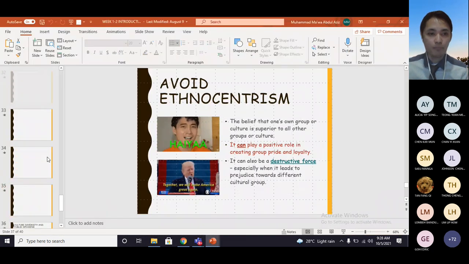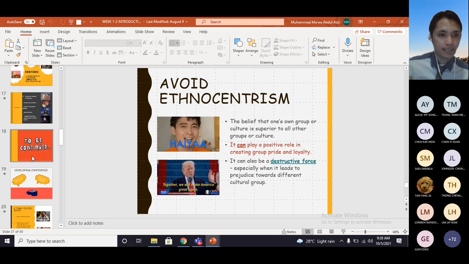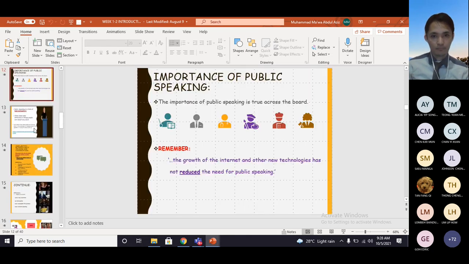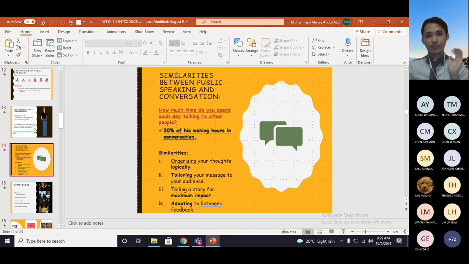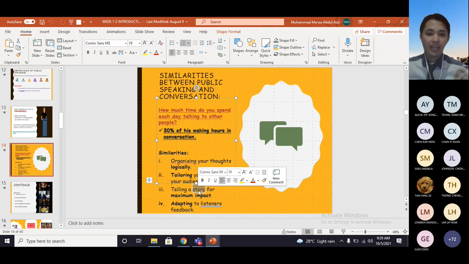And this can be accessed through your first chapter. Okay, so your first chapter has a particular topic that provides you similarities and differences. So the few similarities is both a speech and a daily conversation. You still have to organize your thoughts logically. You still have a message. You are still telling a story for impact. And you are still adapting to listeners' feedback.